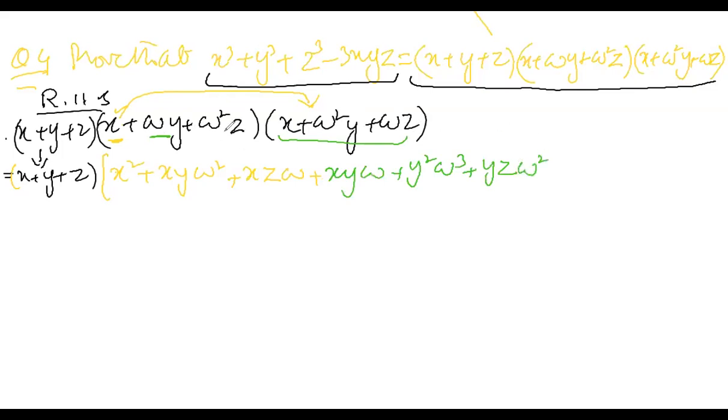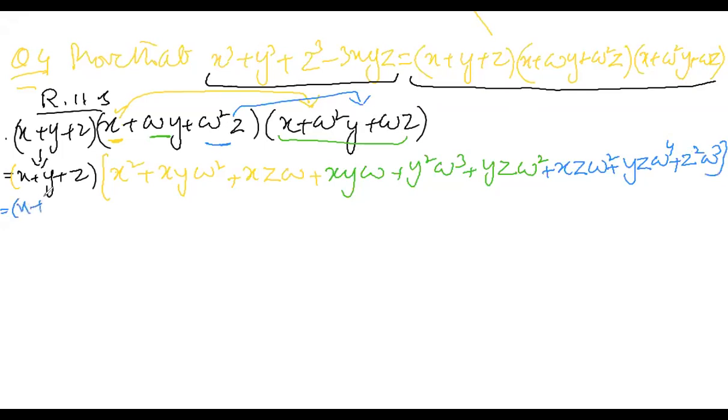Then similarly for the last term, I'm changing the color. This will multiply x into this one, we will get plus xz omega square. Similarly with this value, we'll get plus yz and omega 4. Then for the last, I will multiply omega into z square, we will get z square into omega cube. Hope you got it, my dear students.